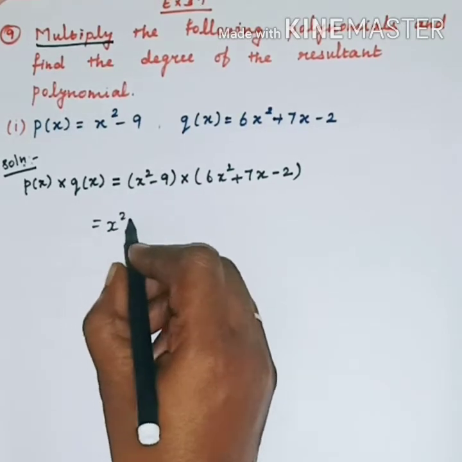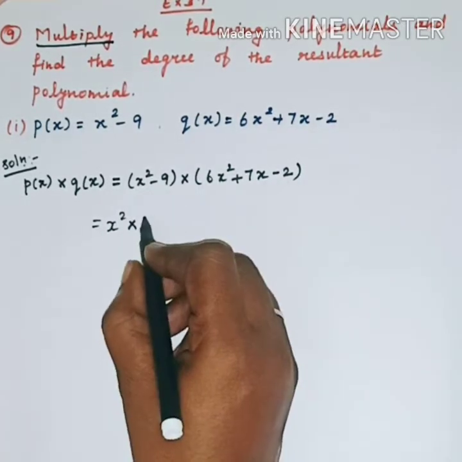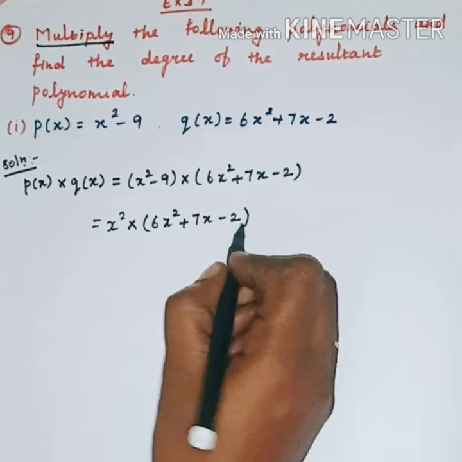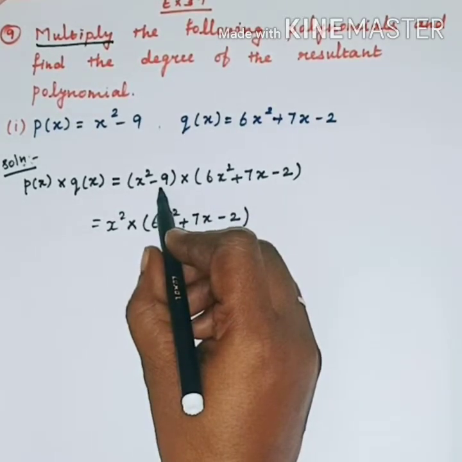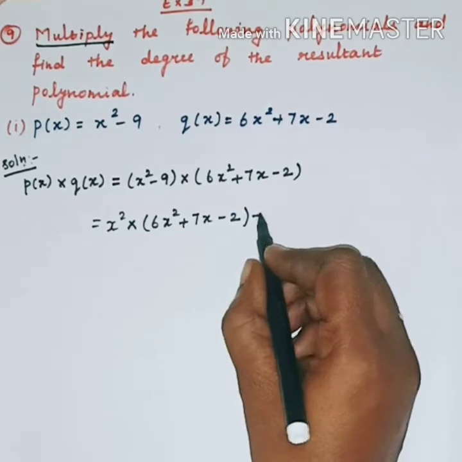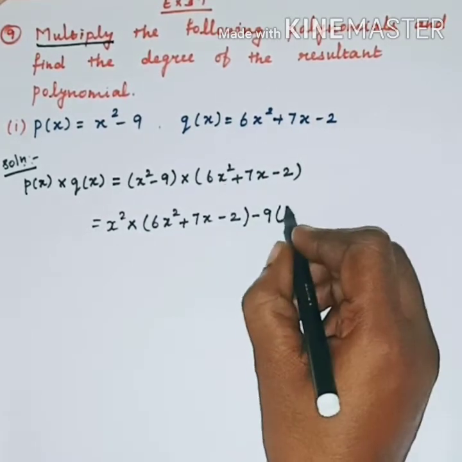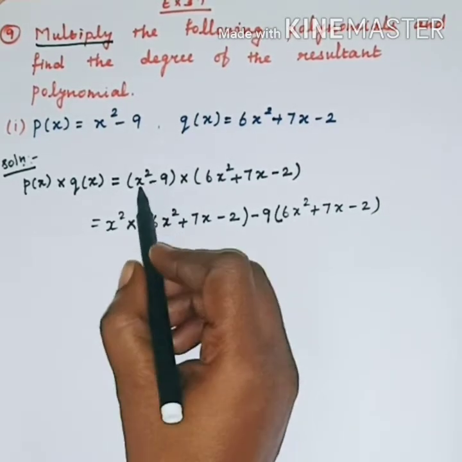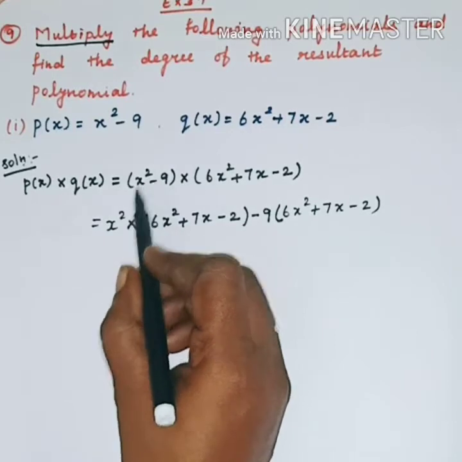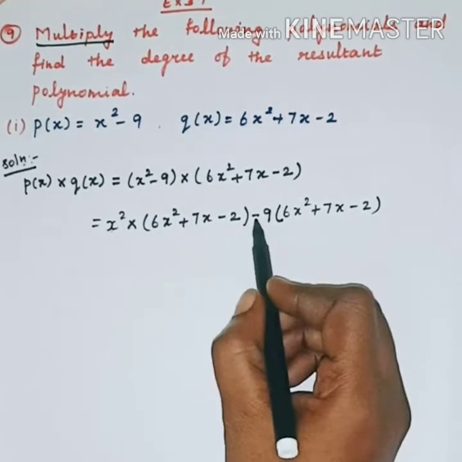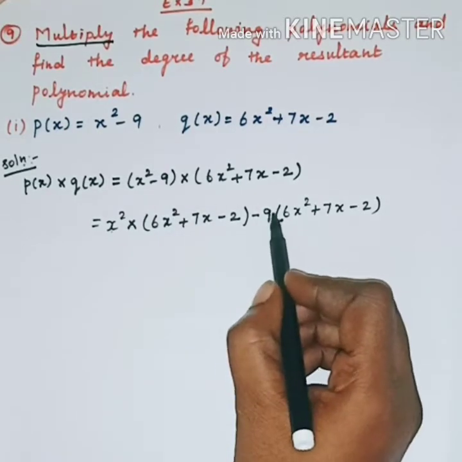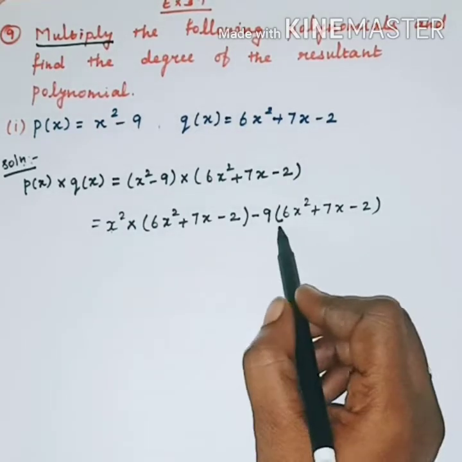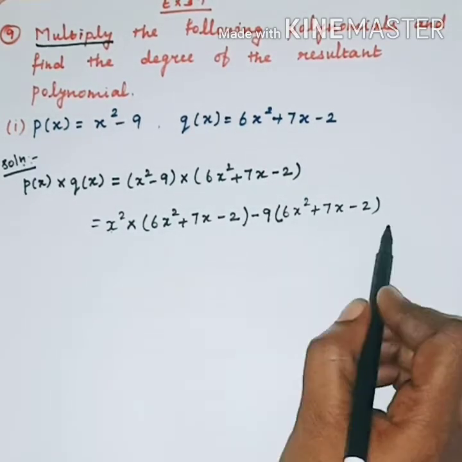So x square into, first we have to multiply x square with this expression, into 6x square plus 7x minus 2, and then take the second term. Second term is minus 9. So minus 9 into 6x square plus 7x minus 2. That means we have to multiply the first term x square with this whole expression, and then the second term, minus 9, with this full expression.